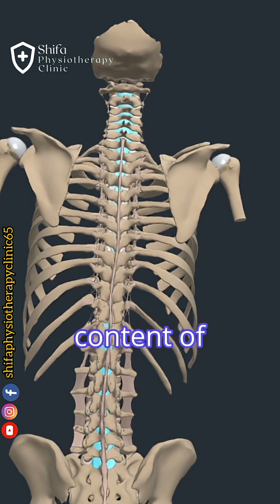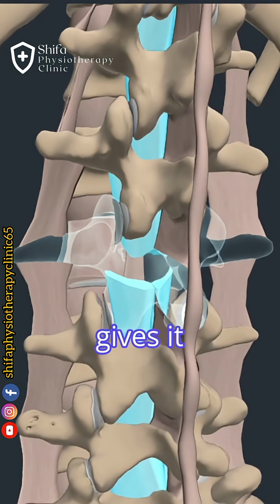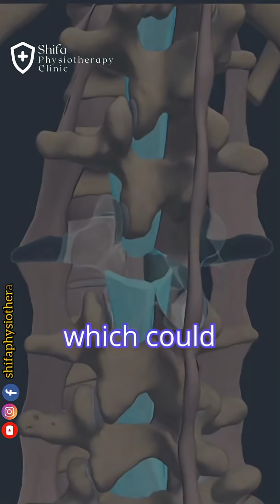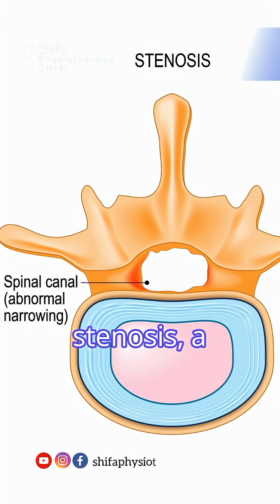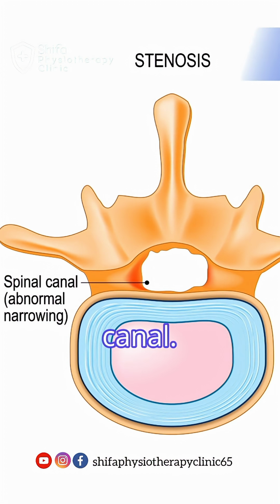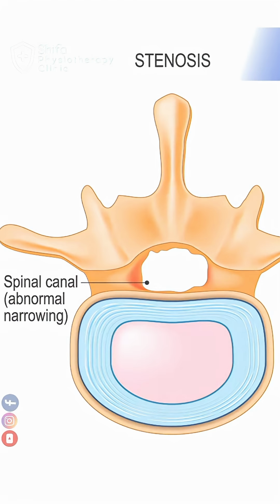Interestingly, the high content of elastin in this ligament gives it flexibility and prevents it from buckling into the spinal canal during extension. It is possible for the ligament to hypertrophy, though, which could then cause spinal stenosis, a narrowing of the spinal canal. Spinal stenosis can also result from other factors, such as tumors or bone spurs.